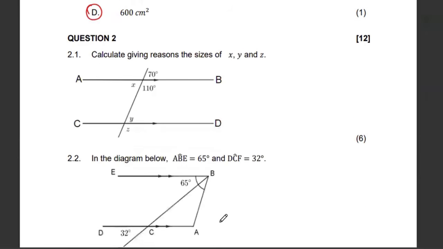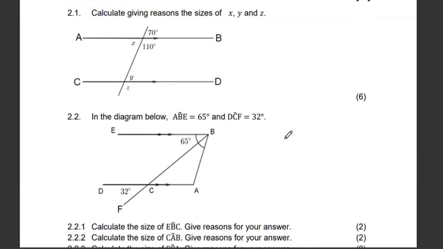Question number 2. Calculate, while giving reasons, the sizes of x, y, and z. So we can start with x, because x is just straightforward. We can use the 70 and the x and say that x is 70 degrees. We can say that these are vertically opposite angles. Or you can look at x and the 110, then you say they are adjacent supplementary. We shall get the 70 as well.